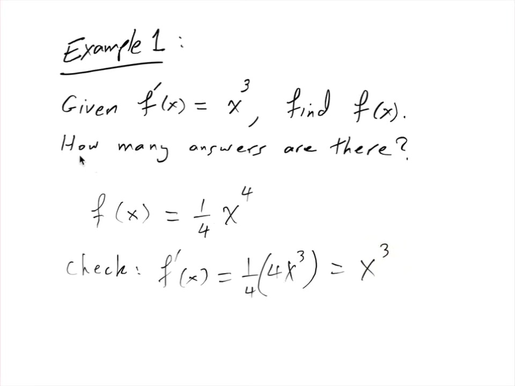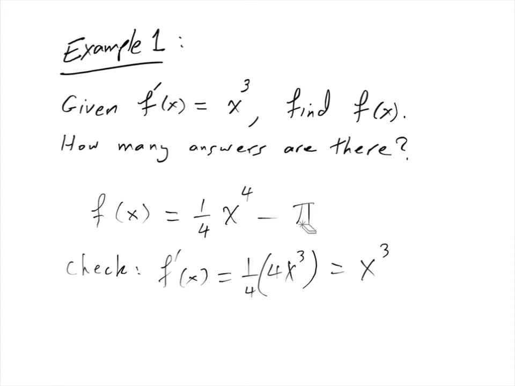The question is, is this the only answer? We all know that if you take the derivative of a constant, you always get 0. So if I add plus 5, that too would work. The derivative of 5 is 0, so that doesn't add anything to the x cubed, so it still works. If I subtract pi, that too works. The derivative of pi is 0, right?